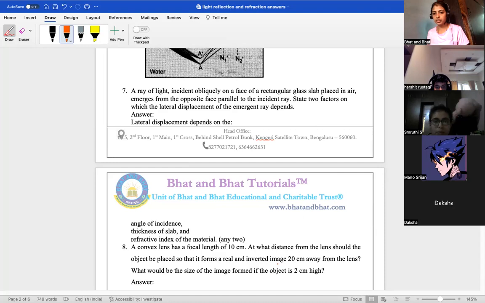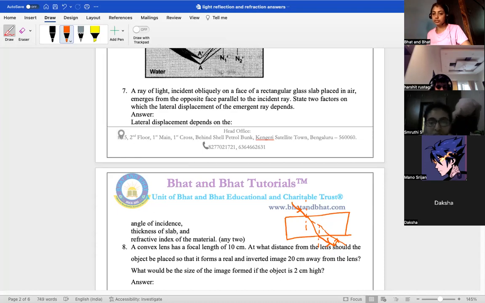Did you people understand or not? Now this is our glass slab. This is the normal, this is the ray which is incident. It gets refracted and again normal, and then it gets refracted. But then if you continue, it will come like this. So there will be a lateral shift. Correct? So how much shift has happened? How much shift has taken place? That is what is asked.